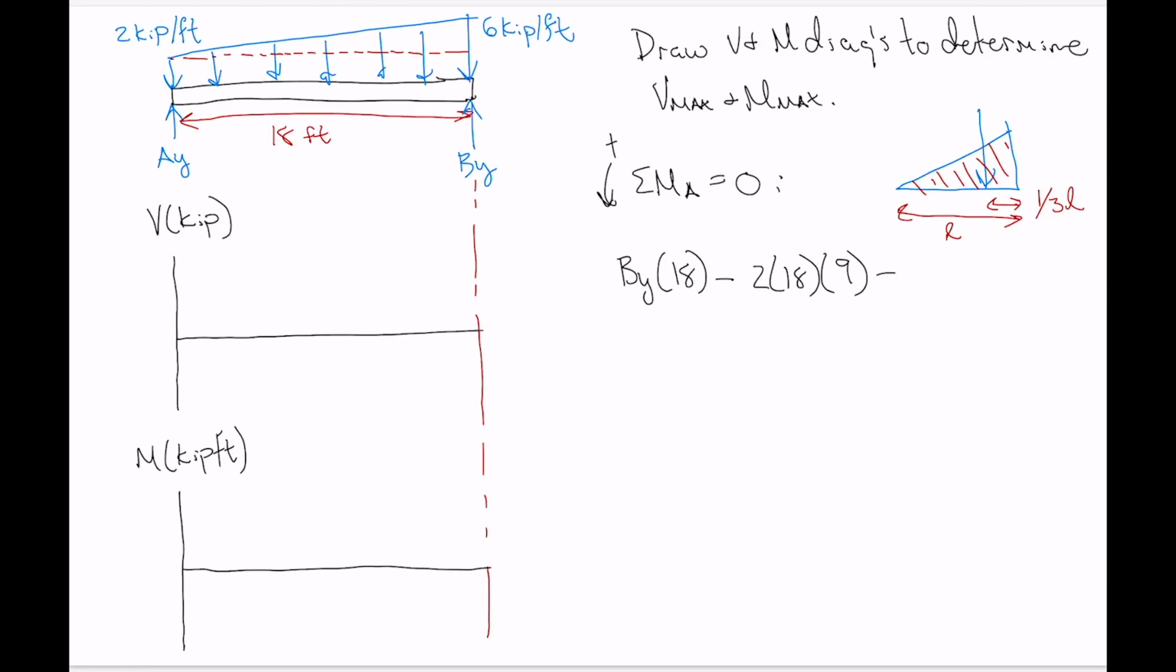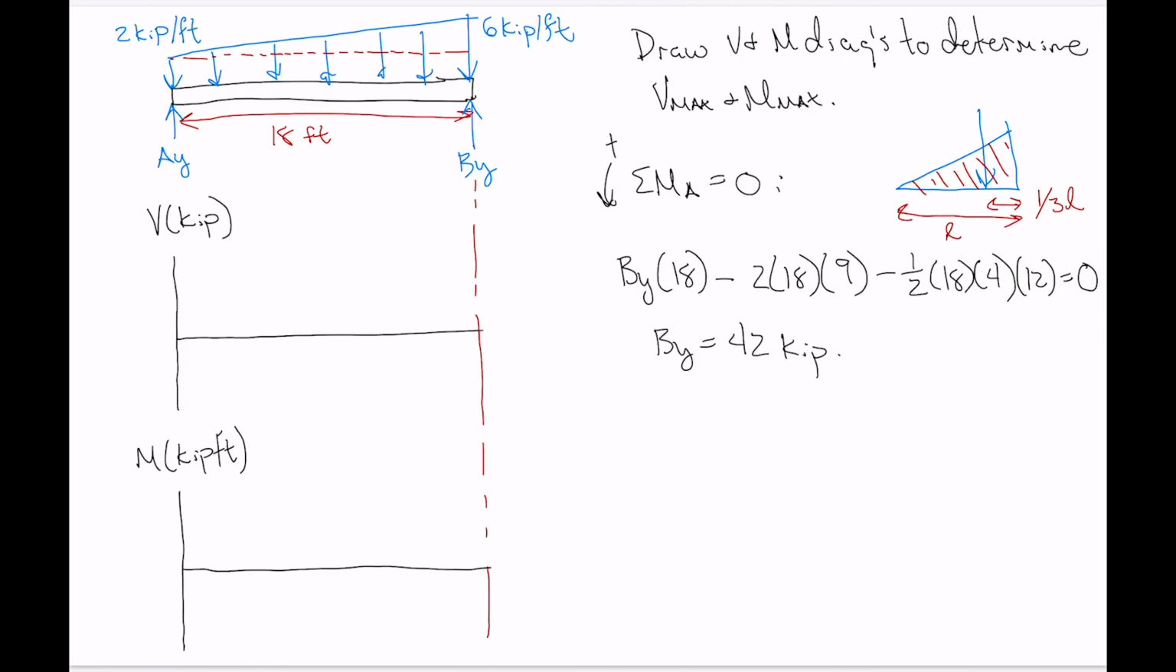So what have we got? The area of the triangle, 1/2 the base, 18. The height is 6 minus 2 is 4. And the resultant is located 1/3 of the base from point B, so that's 2/3 of the base from point A. 18, 6, 12, 18, so 12 feet from A would be the resultant. And then that's equal to 0. Okay, so that gives us By is equal to 42 kip.